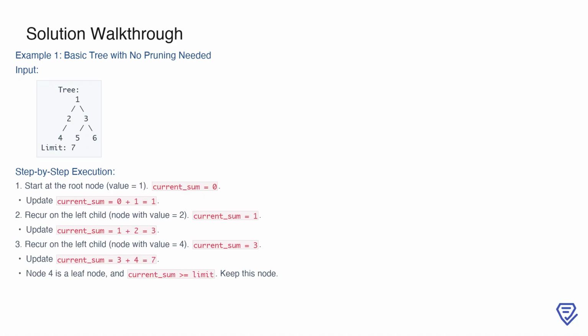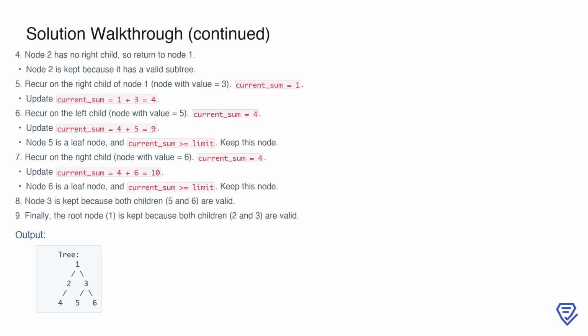Then, we traverse to the left child of the root, which is node 2. Here, current_sum becomes 3 after adding the value of node 2. Moving further down to node 4, which is a leaf node, we update current_sum to 7. Since this value meets the limit of 7, node 4 is retained in the tree. After processing node 4, we return to node 2. Since node 2 has no right child and node 4 is valid, we keep node 2 in the tree.